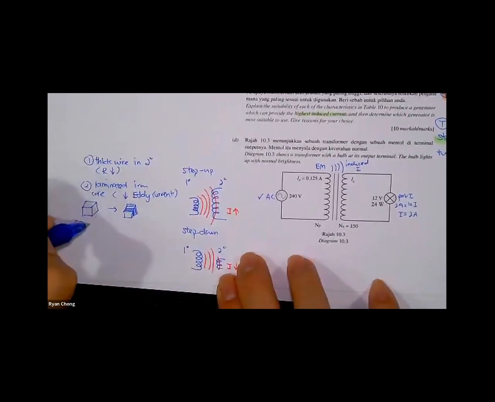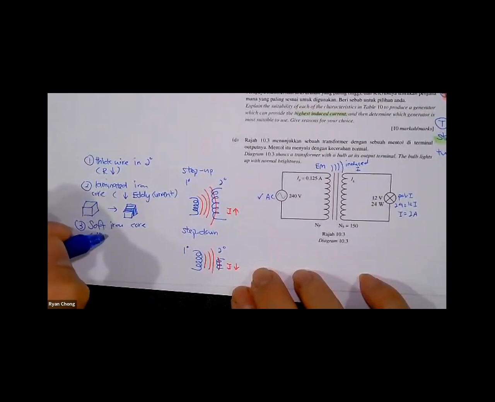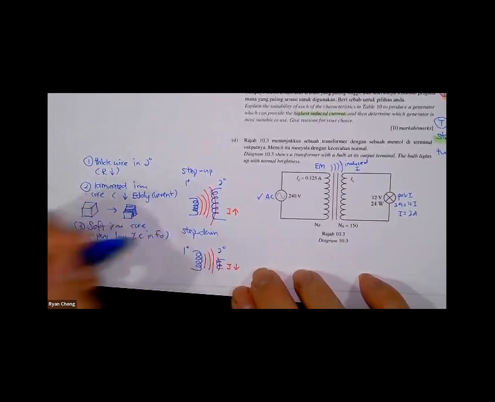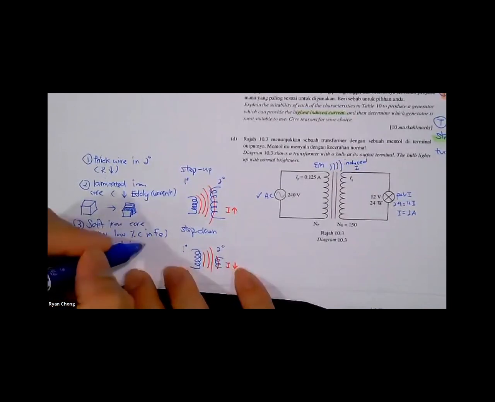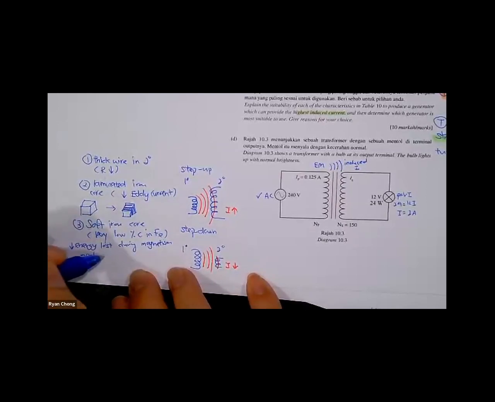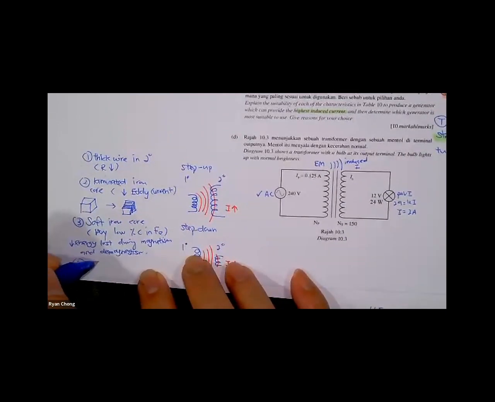Then the third one, you use a soft iron core. Okay. What is soft iron core? Soft iron actually means a very low percentage of carbon in iron. Very low. So you can reduce energy loss during magnetism and demagnetism. Because when you flow electric current in the primary coil, you produce an electromagnetic field. Here you use energy because you convert electric energy to magnetic field energy. When you convert energy, of course there will be energy loss. But if you use soft iron, you can maximize the energy transfer. That's the idea.